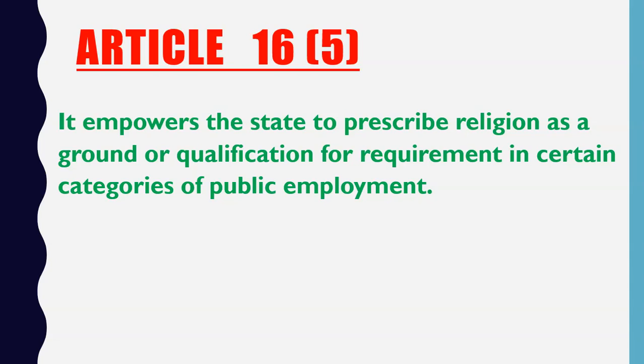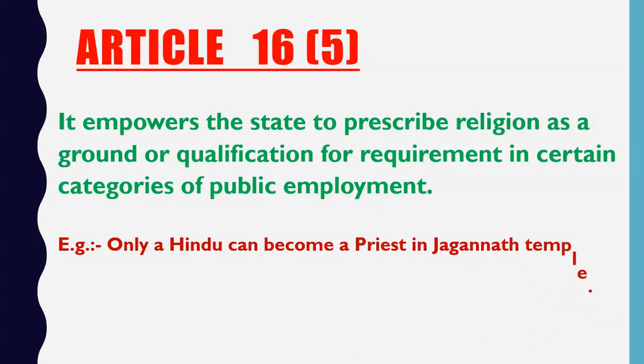Now you will say, sir, it is an exception to Article 16 Clause 2. Yes, definitely it is an exception to Article 16 Clause 2, but it is also very important. I will give you one example so that you understand why it is important. For example, only a Hindu can be a priest in Jagannath temple. You know that Jagannath temple is a holy temple of Hindus. So how will Hindu people tolerate that any Muslim, Christian, Parsi or a person from any other religion becomes the head priest? It is not tolerable by the people of Hinduism. So it is a must that the priest of a temple should be a person who belongs to that religion only. So only a Hindu can become a priest in Jagannath temple.